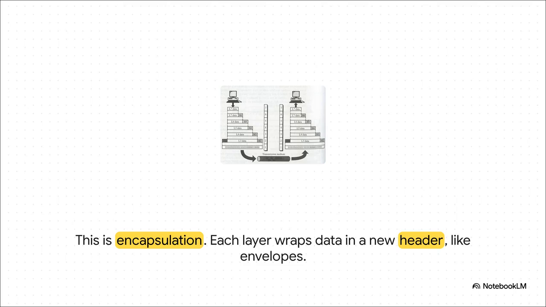So as your data moves down through these layers, something really important happens. Each layer wraps the data in its own little bit of information, called a header. This whole process has a name: encapsulation. The best analogy is putting a letter into an envelope, then putting that envelope inside a slightly bigger one, and then another one. Each new envelope has different instructions on it, meant for its matching layer on the receiving end.